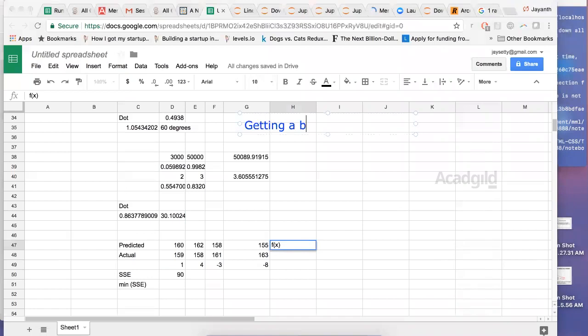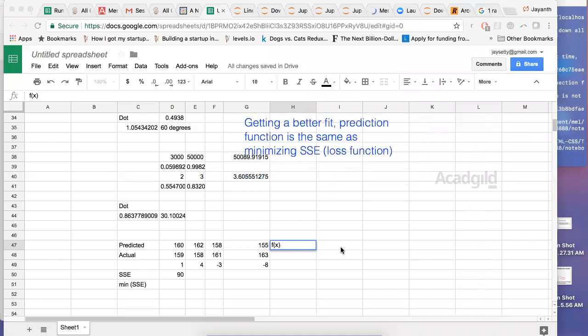Getting a better fit, or f of x, or a function, is the same as minimizing SSC, sometimes also called loss function. That's it. This is the hallmark. This is the key principle.